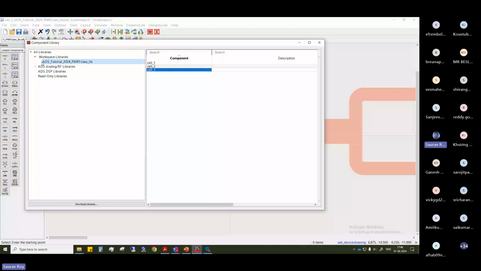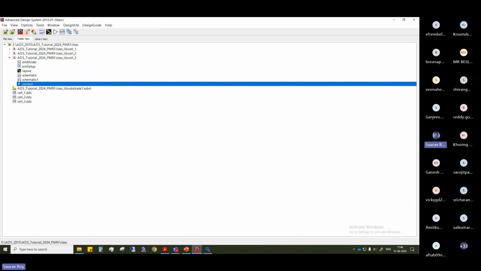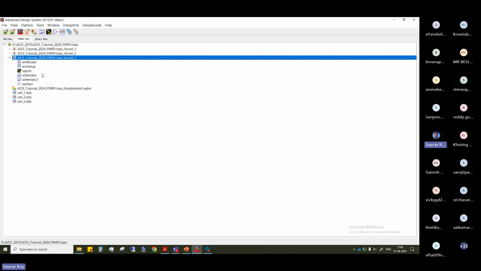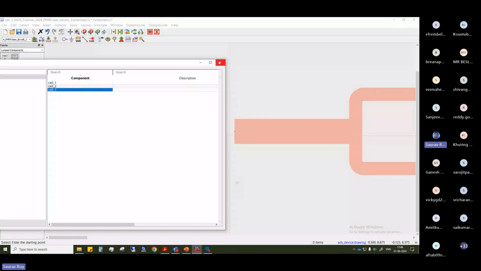See this here, all libraries, workspace libraries, inside that you go, it shows all the cells available in this project. So cell 3 is where we have done the layout simulation, and cell 3 is where the symbol is generated. Here you see, this is the cell 3 in my case. Here the symbol has been generated. So if you just double click on it, the symbol will automatically come to this new schematic.